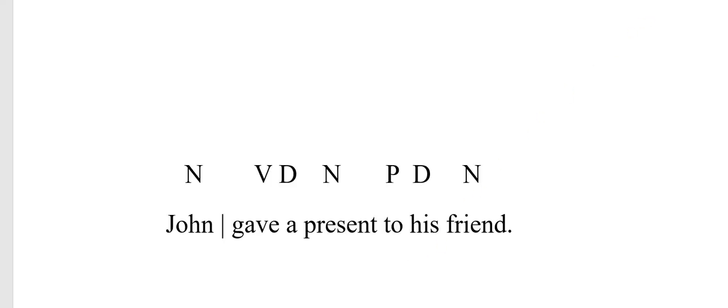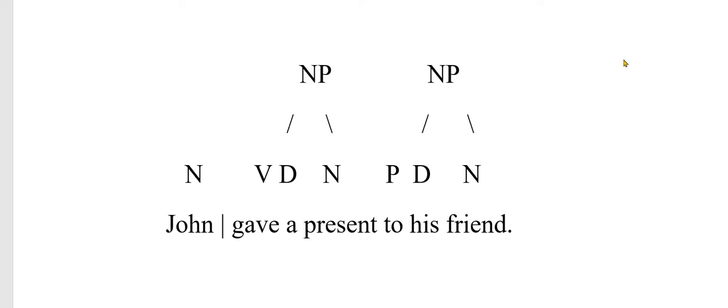The next step is to label the lexical categories of the words in the sentence. So John is a noun, gave is a verb, a is a determiner, present noun, to preposition, his determiner, and friend noun.